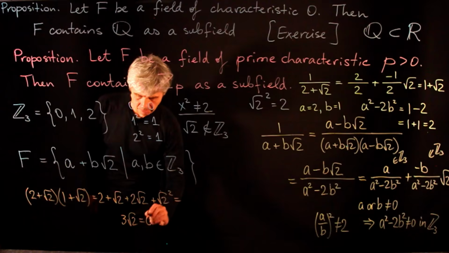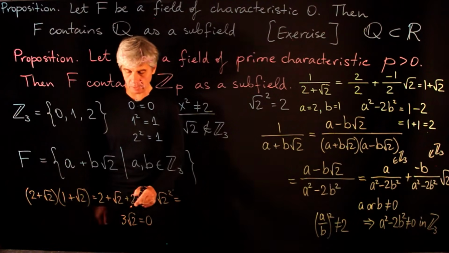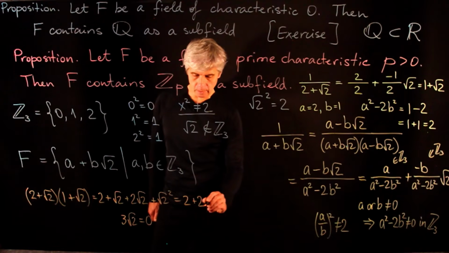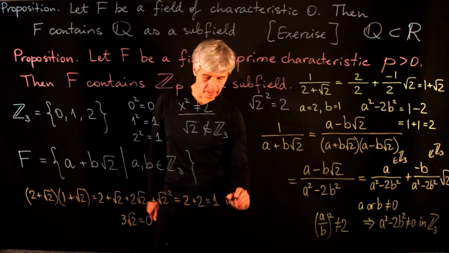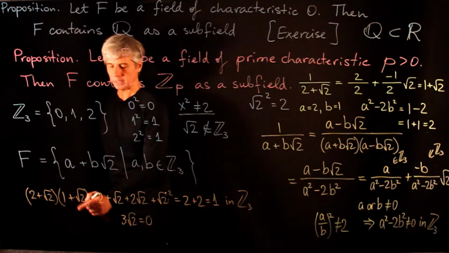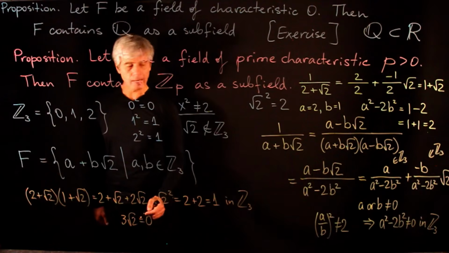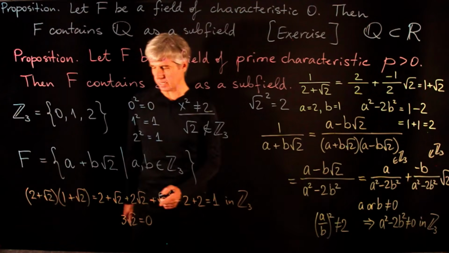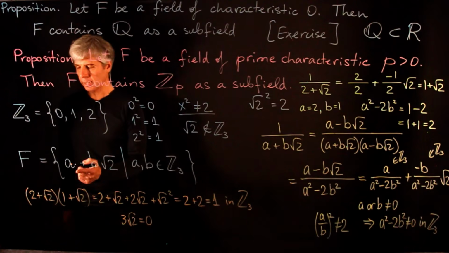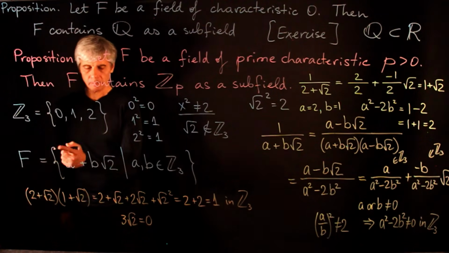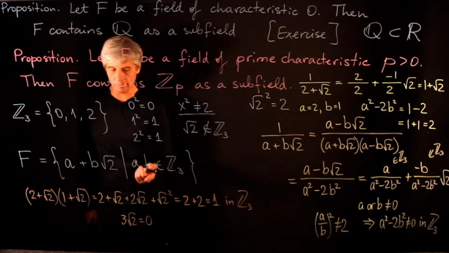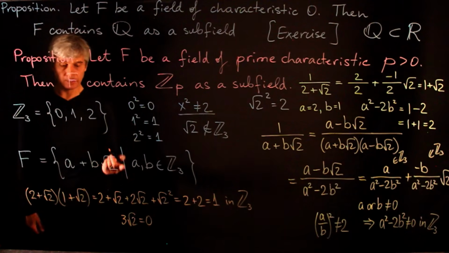Because we are in Z3, right? So 3 is equal to 0. And so what we get is 2 plus 2, which is equal to 1 in Z3. So indeed, as we expected, these two elements are inverses of each other. And so this argument shows that this set of elements is closed under addition, multiplication, and also we have inverses of non-zero elements.